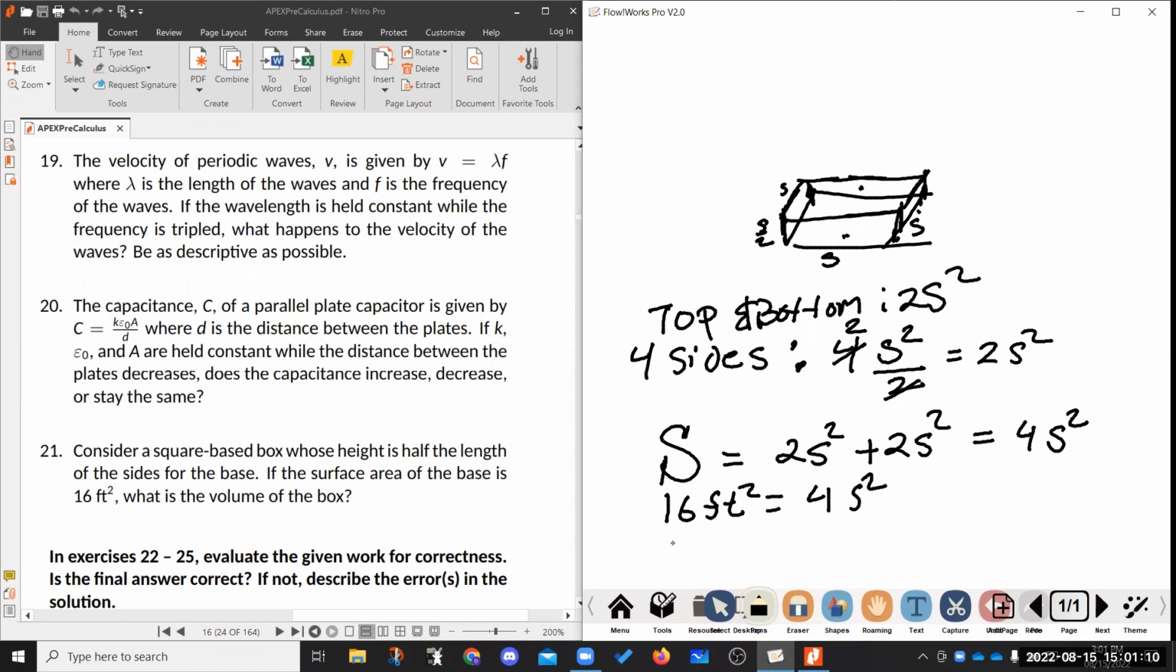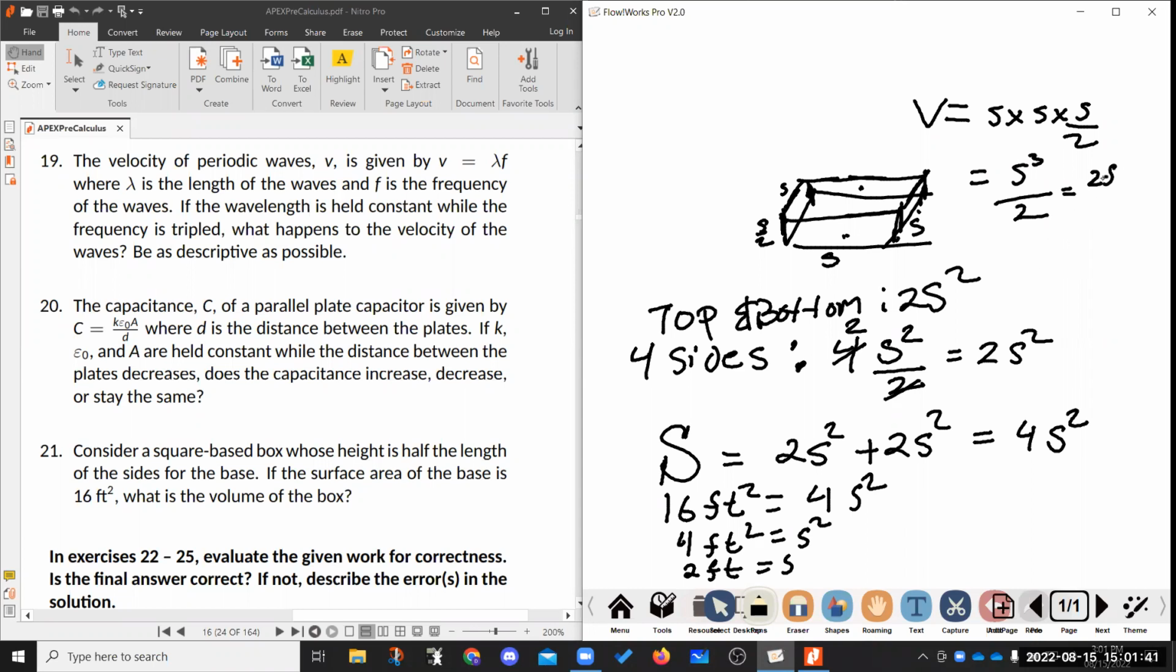Okay, so that means that my side squared is 4 square feet. That means that my side has to be just 2 feet in length. So my volume then is going to be S times S times S over 2. It's going to be S cubed over 2. This is 2 feet cubed over 2.